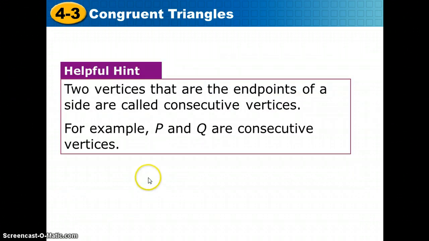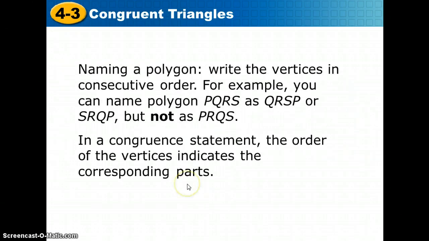Here's a helpful hint. Two vertices that are the endpoints of a side are called consecutive vertices. For example, P and Q are consecutive vertices in this situation. When we name a polygon, the vertices must be written in consecutive order. So you could name a polygon PQRS, or you could rename it QRSP, or SRQP, but you cannot say PRQS. You can't go back and forth. You need to follow the same order, either clockwise or counterclockwise.